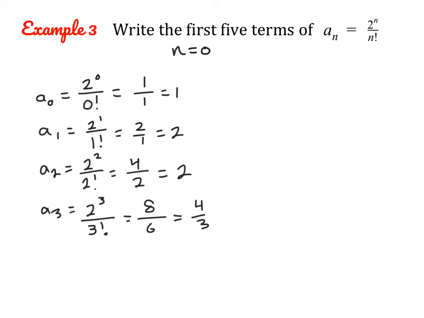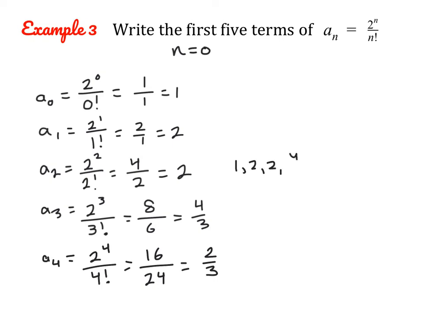And then let's find our fifth term, a sub 4. So 2 to the power of 4 over 4 factorial. 2 to the power of 4 is 16. 4 factorial is 4 times 3 times 2 times 1, so 24. And that will simplify to 2/3. So you can list those terms out as a sequence.